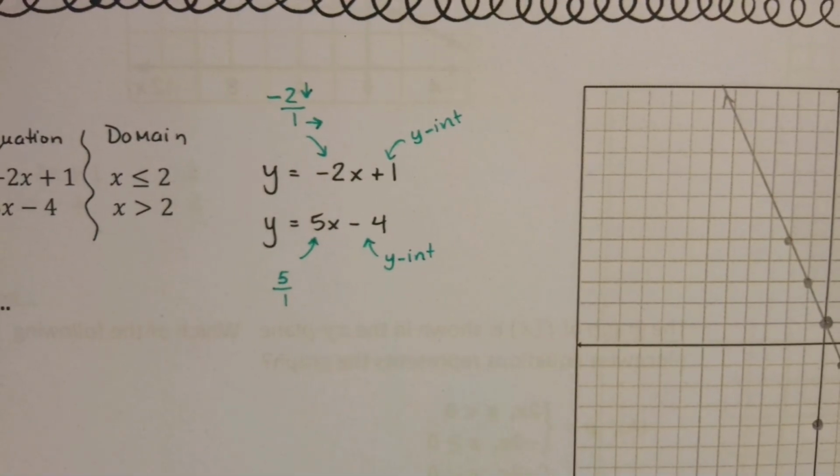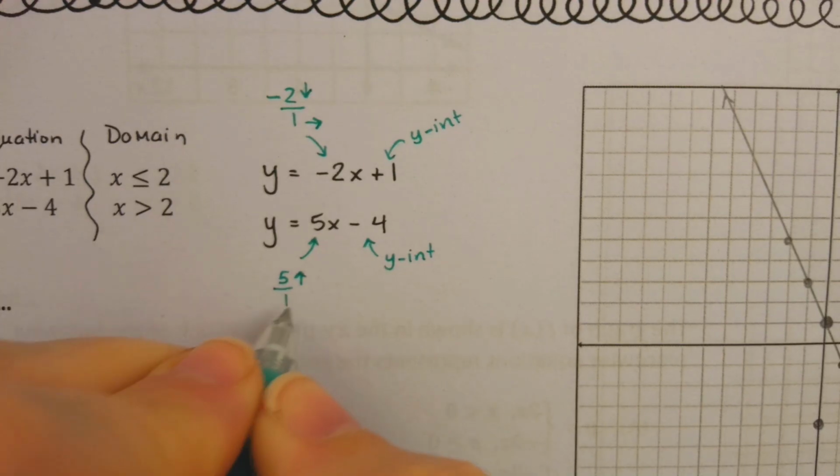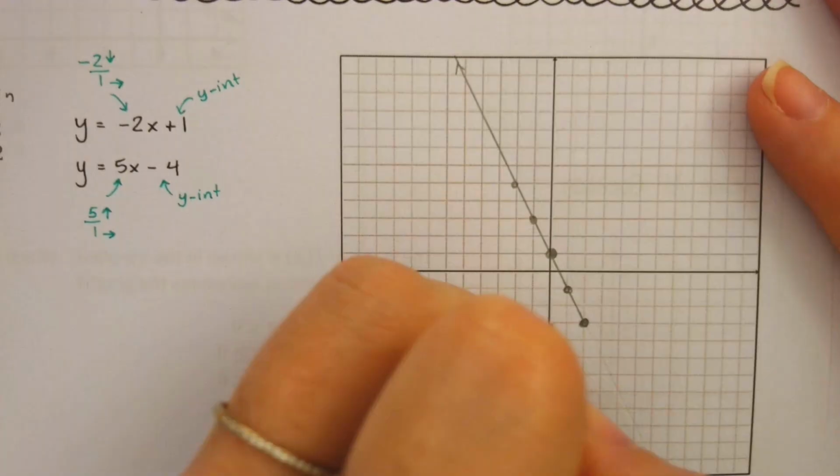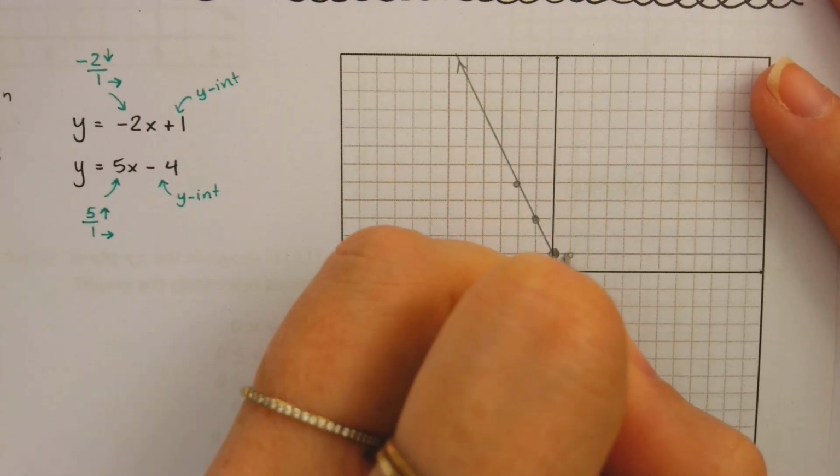Which way first? Up 5 and right 1. Don't say over, that could be any direction. Up 5, right 1. Up 5, right 1, from where you started. 1, 2, 3, 4, 5, right 1.